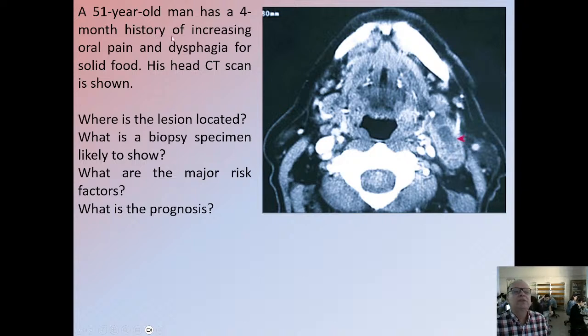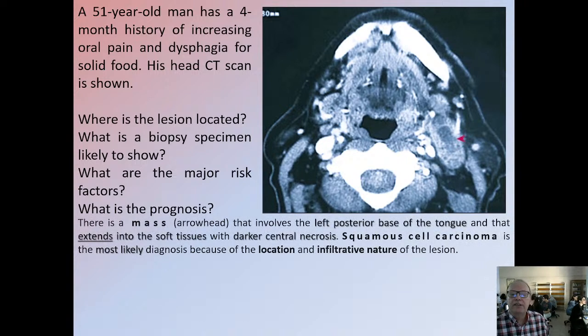And this patient had a 4-month history of increasing oral pain and dysphagia for solid food. So this is the mass, and it comes from the left posterior base of the tongue, and you see that it extends into the soft tissue. This area here, which appears dark, corresponds to an area of necrosis.